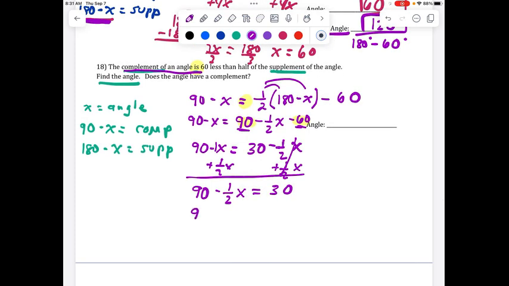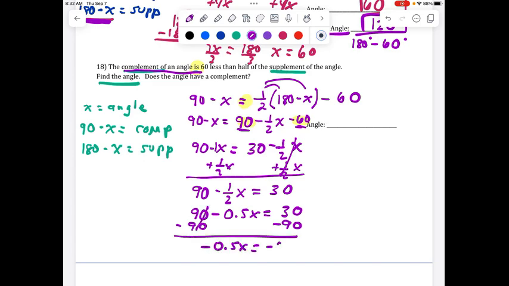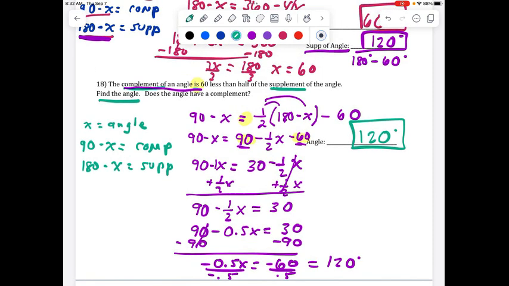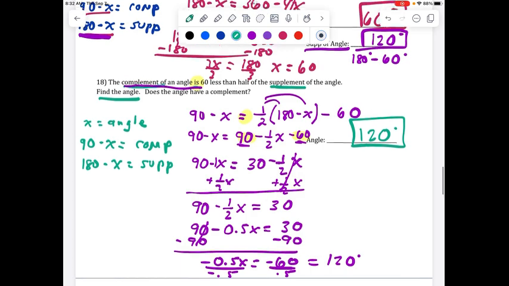I could even change the equation to look like this, if it helps you. You would then subtract the 90. Negative 0.5x equals negative 60. Divide by negative 0.5. Negative 60 divided by negative 0.5 is 120. So the answer for this problem for the angle, or x, is 120 degrees. And that's funny that we had two answers in a row of 120. Not planned, but totally fine.